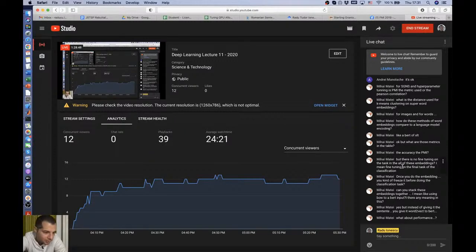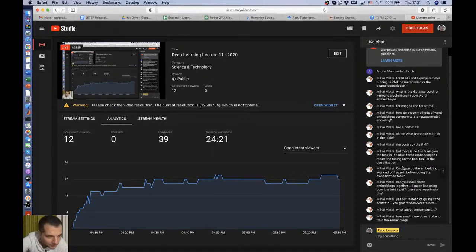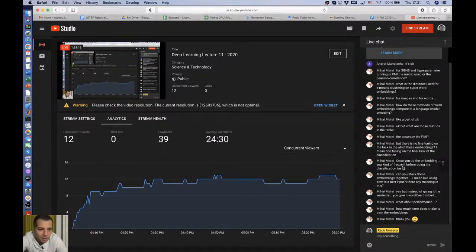Okay, so one more question. What about performance? Performance of what? It depends on the method, and also on the dataset. Word2vec and GloVe are lightweight models, and it shouldn't take too much time to train. But for BERT, it can take significantly more time to train.